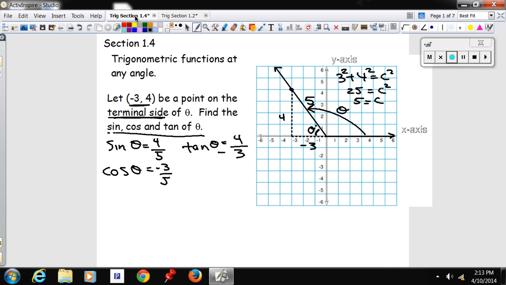What quadrant am I in this problem? Quadrant 2. Was my sine positive? Was my tangent negative? Was my cosine negative? Yeah, that happened because I was in quadrant 2. That's why that happened. So all of these are the right signs because I was in quadrant 2.